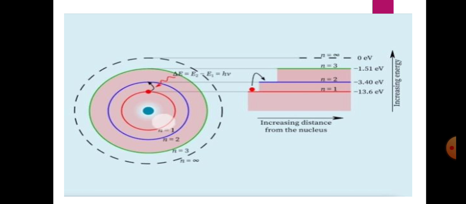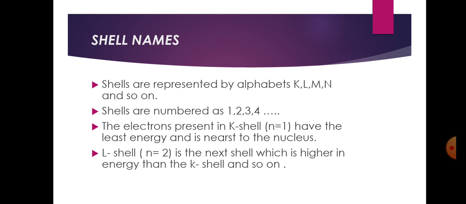As you can see, increasing distance from the nucleus means increasing energy. When n is equal to 1, the distance is low, so its energy is minus 13.6. And you can see that for n is equal to 3, the distance of the electron from the nucleus increases, so its energy also increases, to minus 1.51 electron volts.